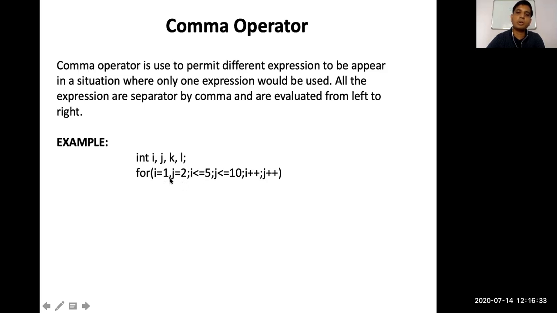i equal to 1, comma, j equal to 2, comma, k equal to 3. All the operations will get executed, but they are evaluated from left to right. Remember, the left expression always has priority over the right. So the expression i equal to 1 is evaluated first, then j equal to 2 gets evaluated.